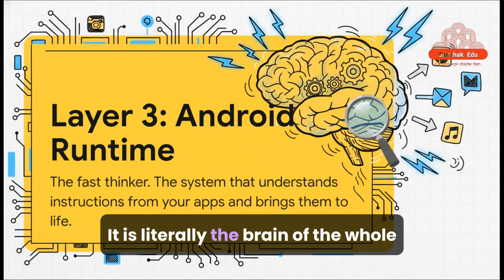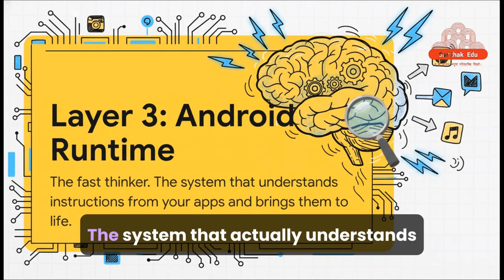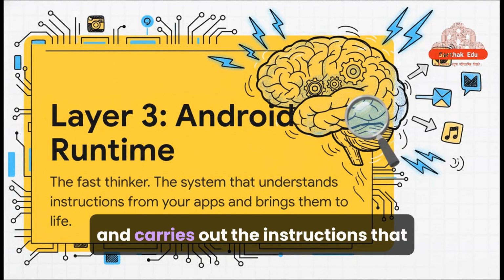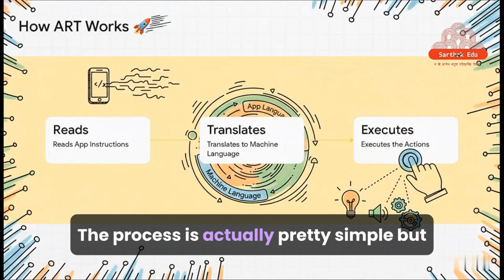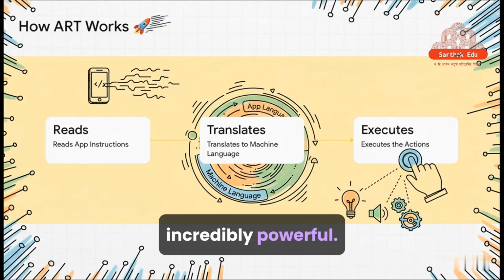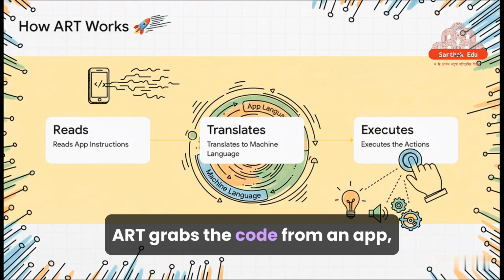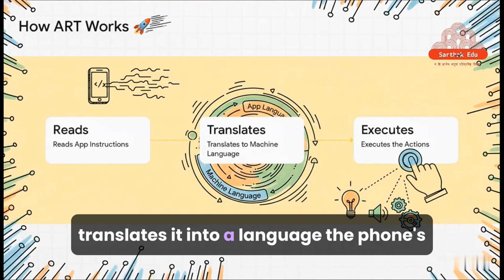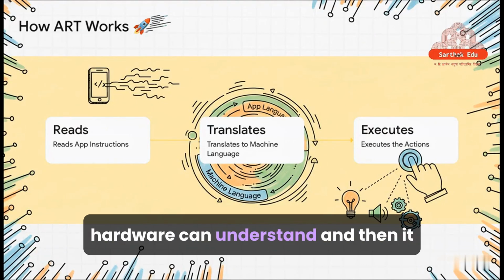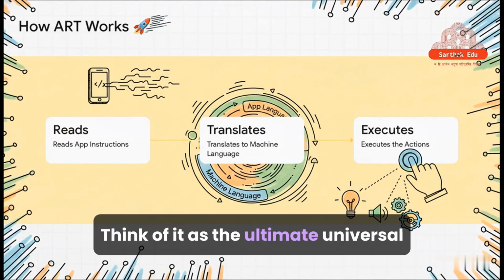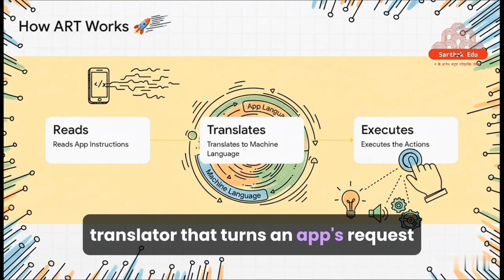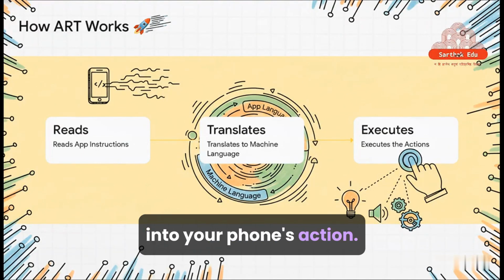It is literally the brain of the whole operation, the system that actually understands and carries out the instructions that come from your apps. The process is actually pretty simple but incredibly powerful. ART grabs the code from an app, translates it into a language the phone's hardware can understand, and then it executes those commands. Think of it as the ultimate universal translator that turns an app's request into your phone's action.